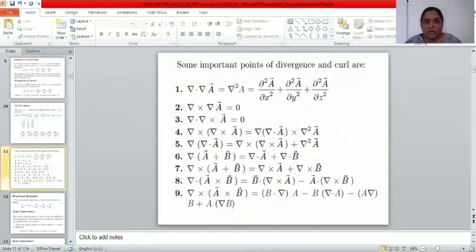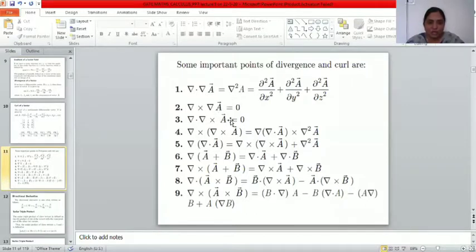So del dot del a bar can be defined as del square a bar, and del square is again an operator, as del is dou by dou x, dou by dou y. So del square is dou 2 by dou x square a bar plus dou 2 by dou y square a bar plus dou 2 by dou z square a bar. Del dot del, just remember, del dot del is del square.